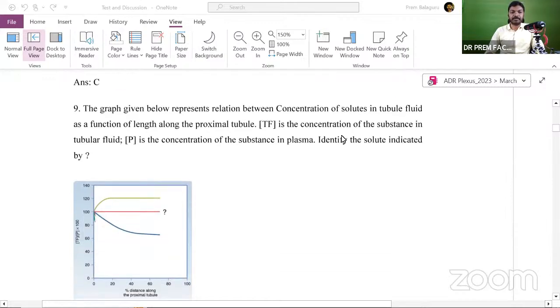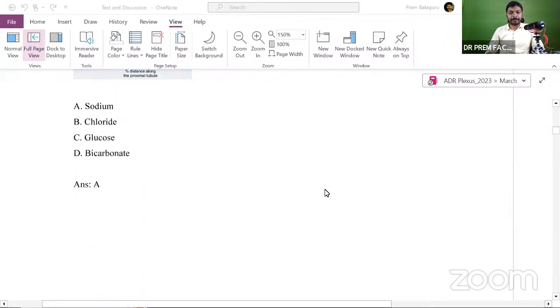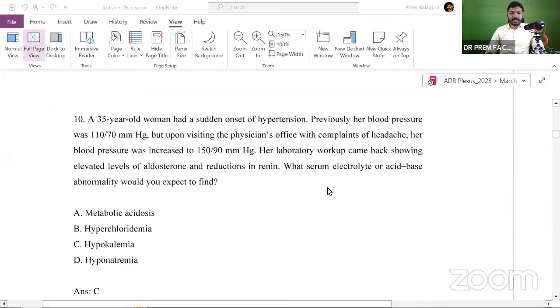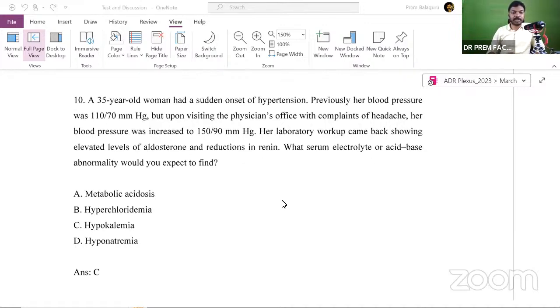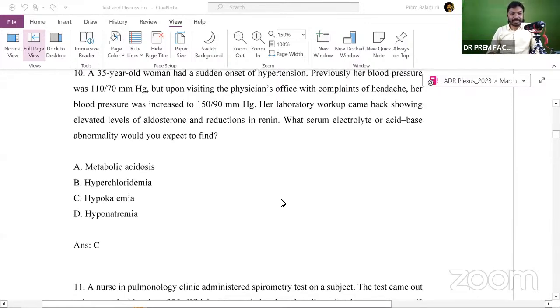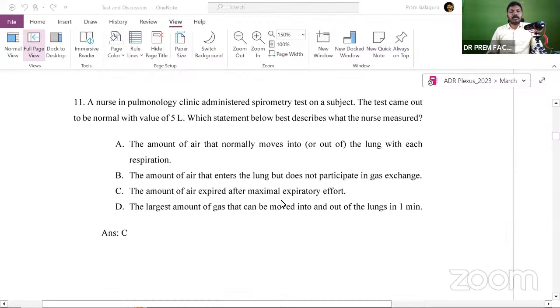Question 8, option C. Question 9, the graph: what solute is it? You have to identify the solute, it's going to be sodium. Question 10: there is a condition where there is elevated aldosterone and decreased renin. What diagnosis is this? How are you going to proceed with the case? The answer is hypokalemia.